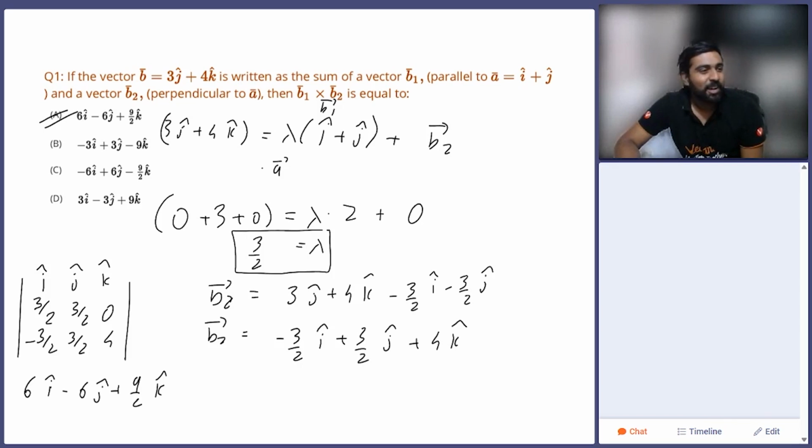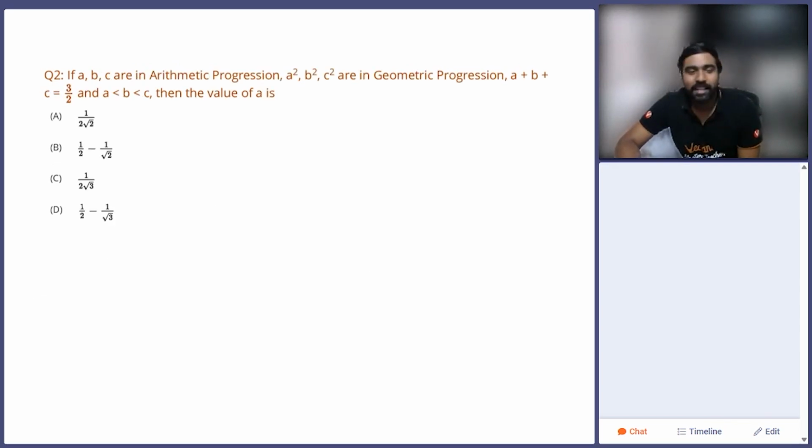Okay. Wonderful. I hope no one had a doubt on this, and if you had, I hope that's cleared as well. So get the next one. A, B, C are terms of an arithmetic progression. A square, B square, C square are in a geometric progression. A plus B plus C is given to you as 3 by 2. What is the value of A?